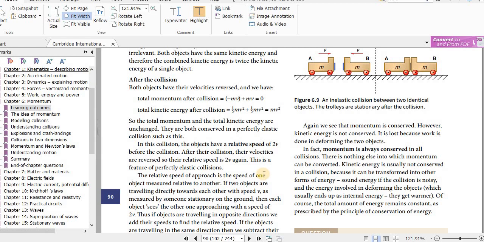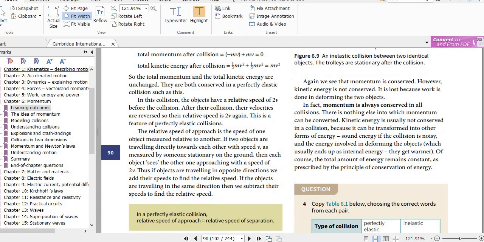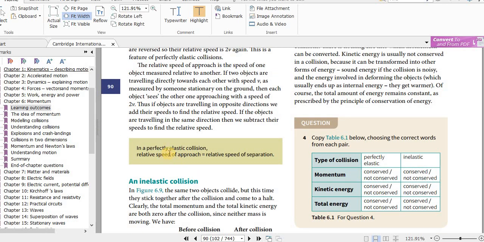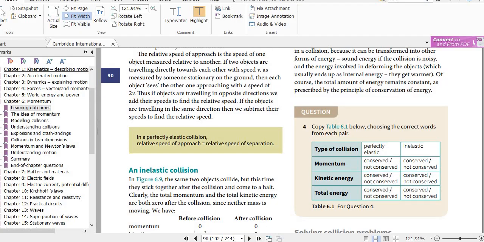So that's why we say if they are traveling in opposite directions, to find the relative speed you simply add. If they are traveling in the same direction, you subtract. Very easy, you can remember that. Okay, so here you can see in a perfectly elastic collision, the relative speed of approach equals the relative speed of separation. You have to know this.